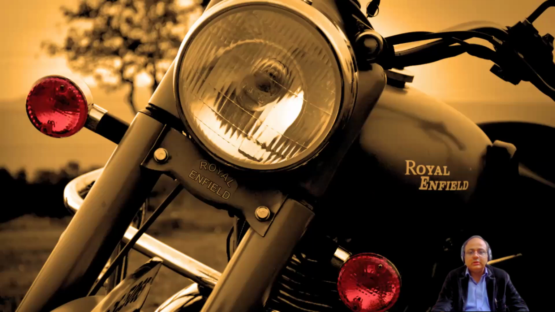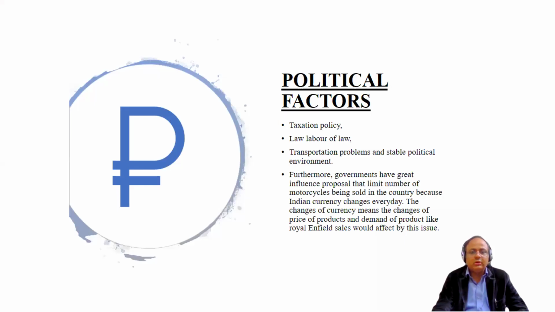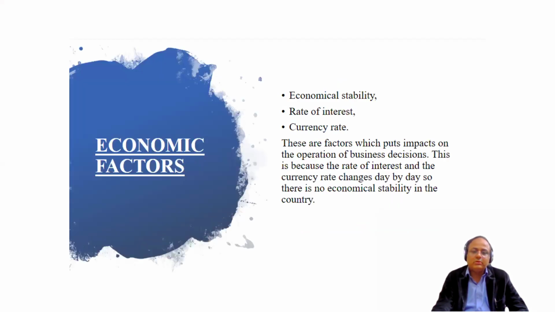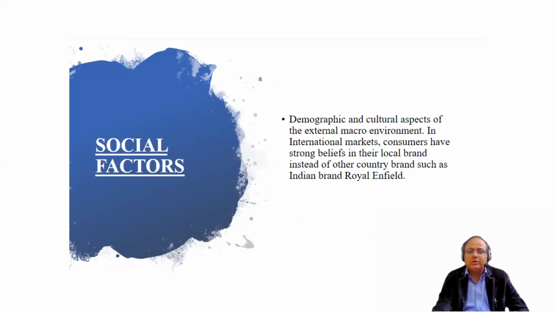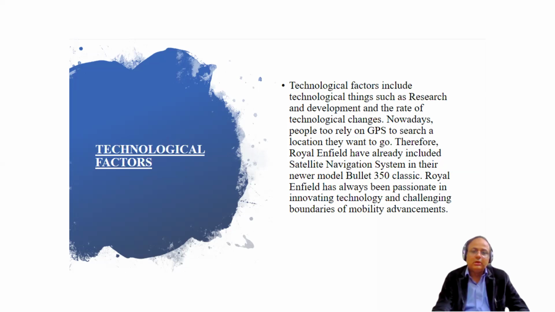Now moving towards another case, that is Royal Enfield. Political factors cover taxation policies, transportation problems, and a stable political environment. Economic factors include the rate of interest and the currency rate. These are the factors which put an impact on the operation of the business decisions. Social factors are the demographic and cultural aspects. In international markets, consumers have strong beliefs in their local brand instead of another country's brand, such as the Indian brand Royal Enfield.